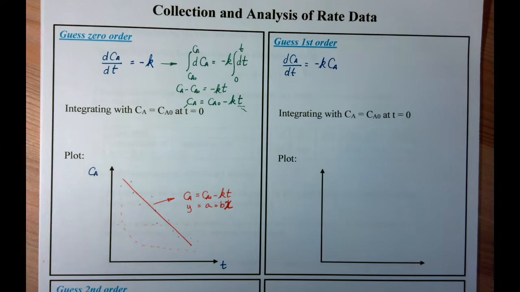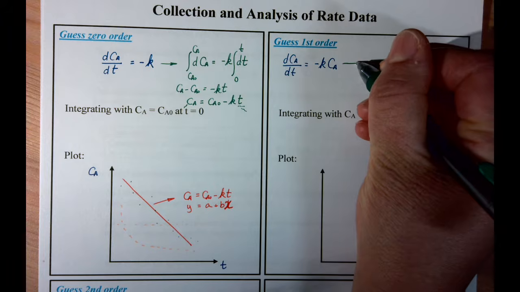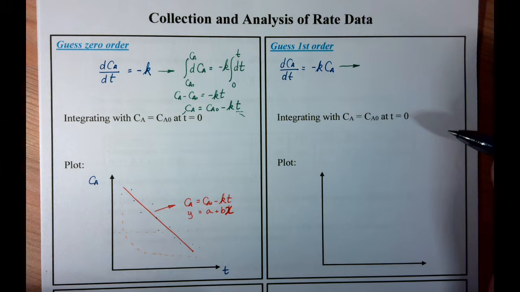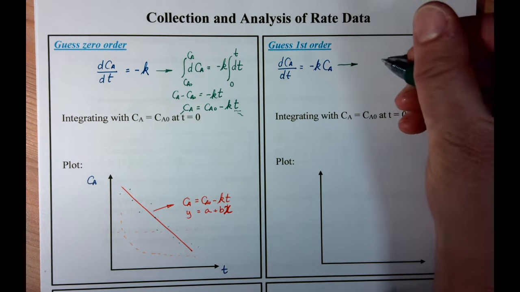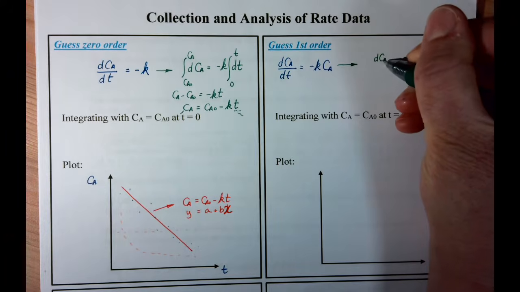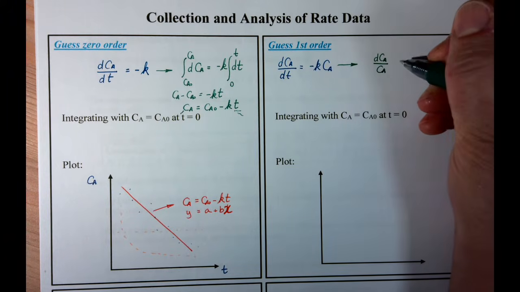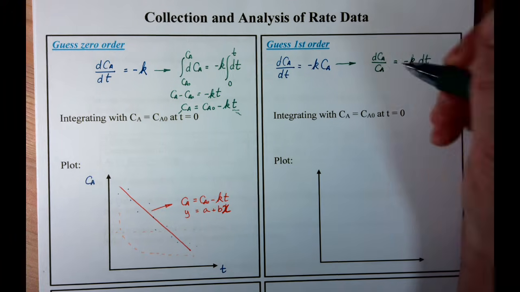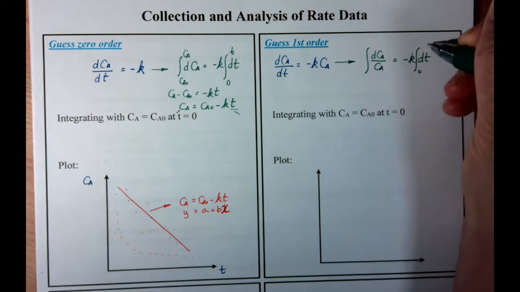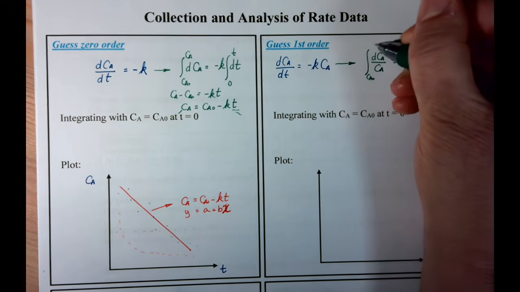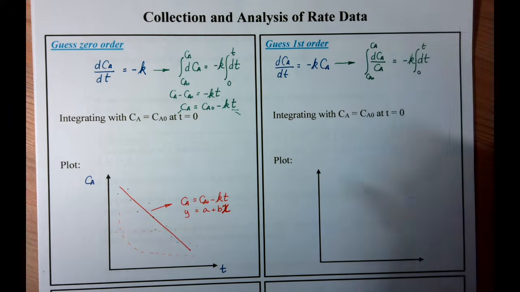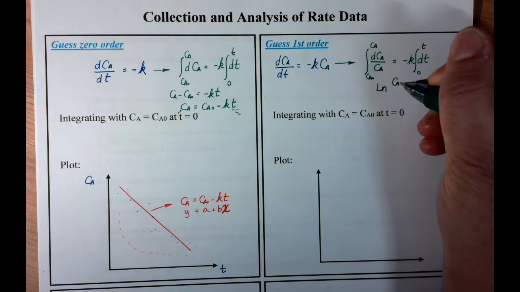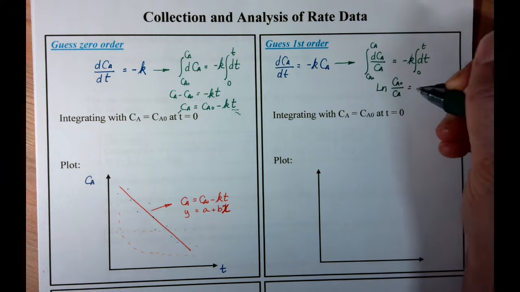And from here, I separate variables and integrate so that I can find an expression of CA as a function of time. So I'd have dCA over CA equal to minus k times dt. And now I would integrate from 0 to t, from CA naught to CA. And this integral would be natural log of CA naught over CA is equal to kt.